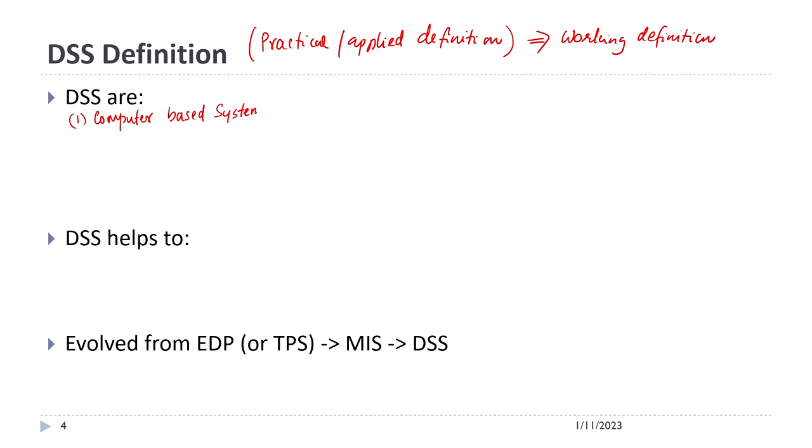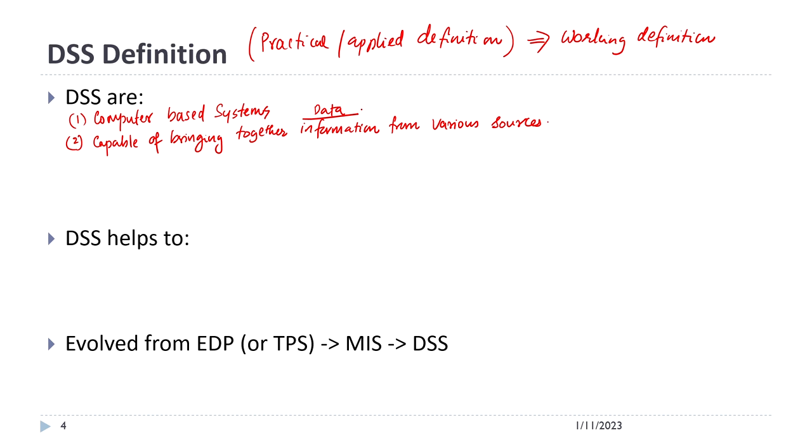Okay. Let us not discuss what is a computer at this point. So, it's a computer based system. That's number one. Number two is, it is capable of bringing together information from various sources. You have information, or we can also call it data. When you process data, you get information. You obtain information from the data. So, either bringing together data or information from various sources, either one.